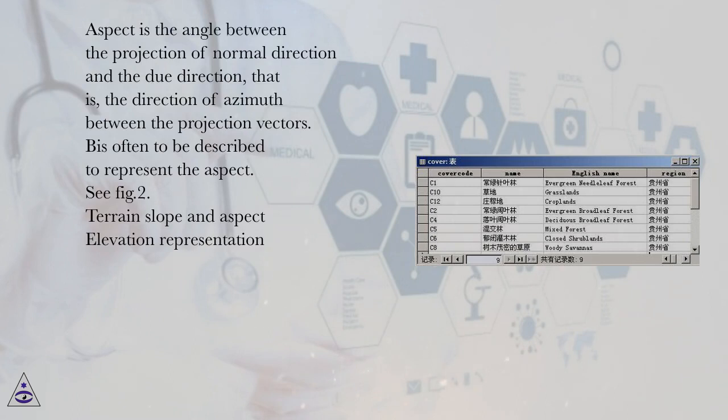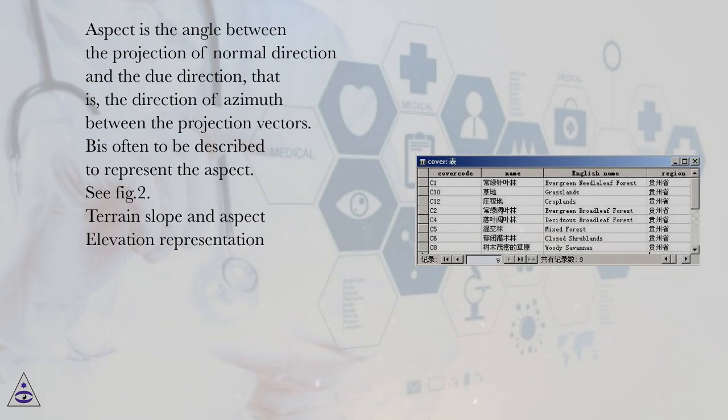Aspect is the angle between the projection of the normal direction and the due north direction, that is, the azimuth direction between the projection vectors. Beta is often used to represent the aspect. See Fig.2. Terrain slope and aspect.